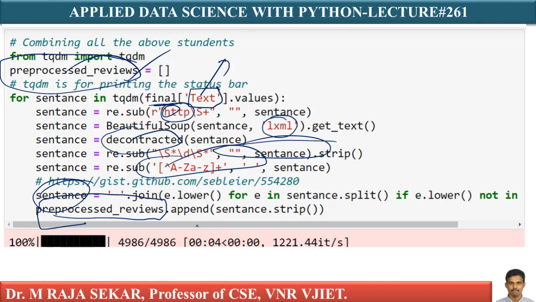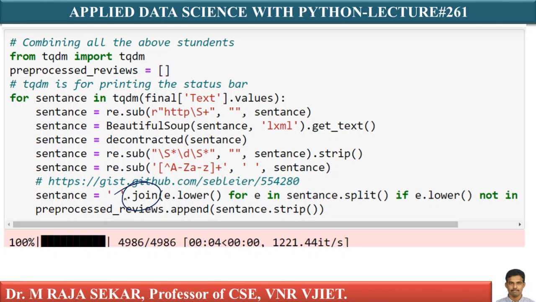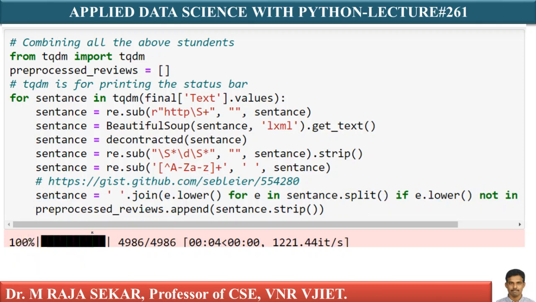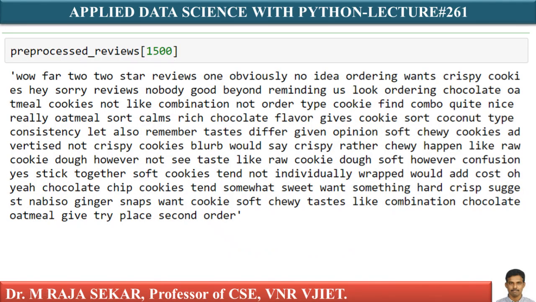This is a Python list. We spent a lot of time on Python basics in initial classes itself, where I explained what is join, what is lower, and what is split. This final output you are appending into the list. What is that list name? Preprocessed underscore reviews. Anyway, in my next lecture, lecture number 262, I will show the same code in Jupyter Notebook.